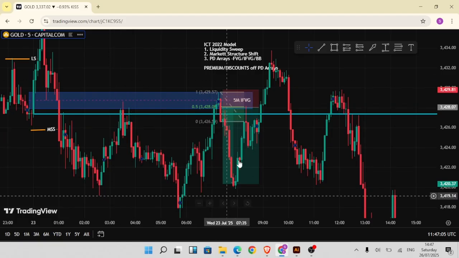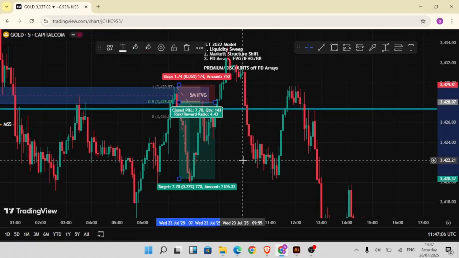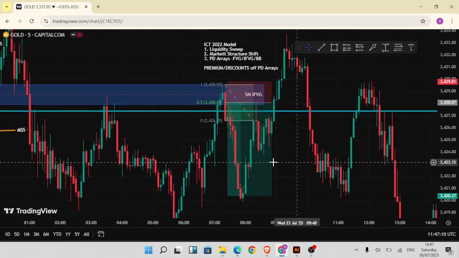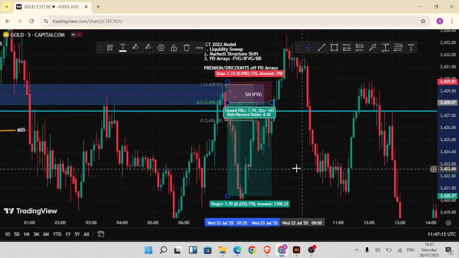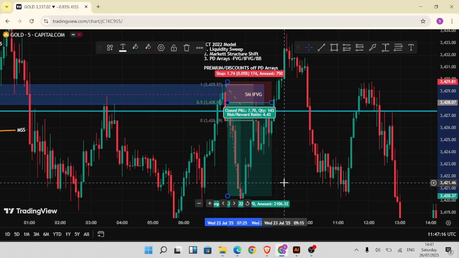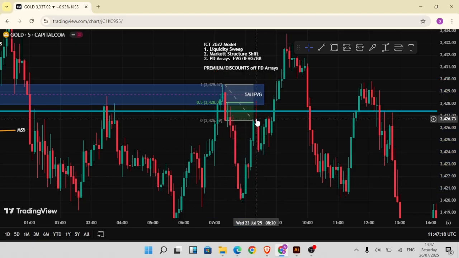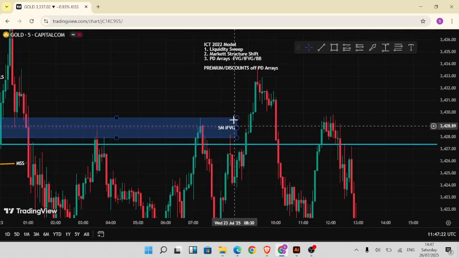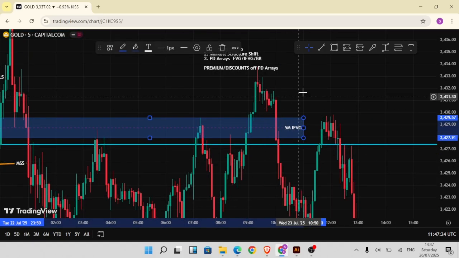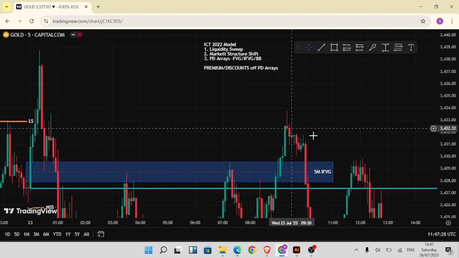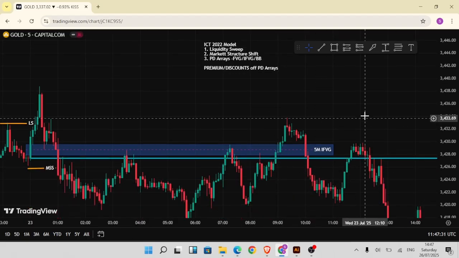If you took these two opportunities, you have a total of 8. If you are risking 1%, you will now have a total of 8% growth within Wednesday, even before midday, right? Now, let us look at the next opportunity. This time, price disrespected this, closing above it and then going lower.